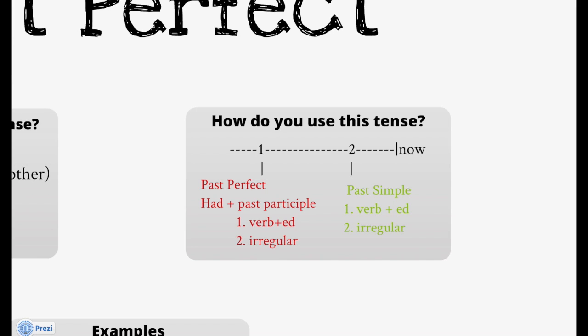Now the event that happened after that, the second event, gets past simple. Now that means either a verb plus ed or an irregular verb.